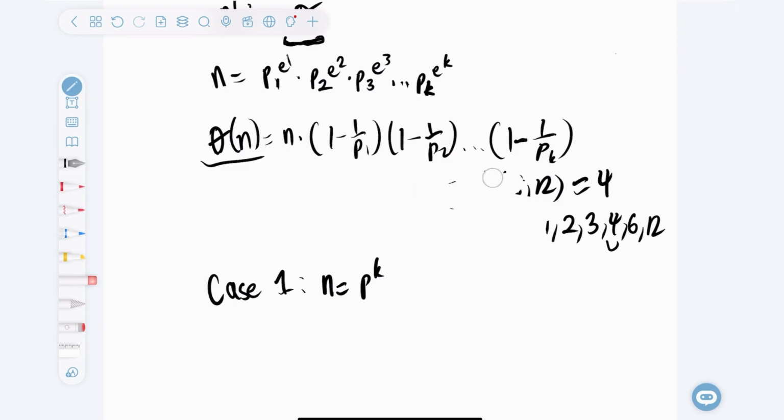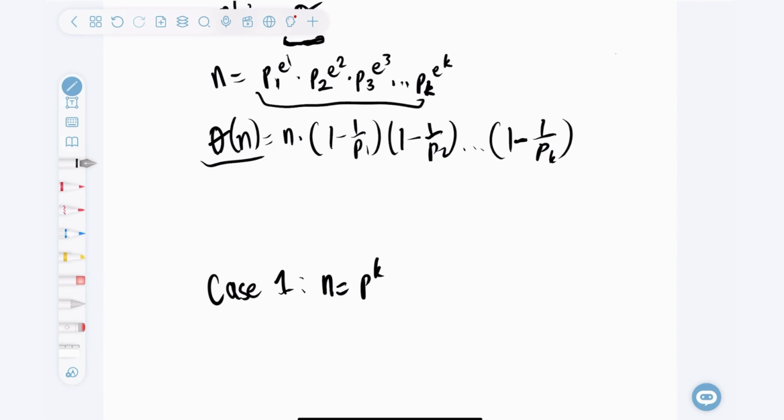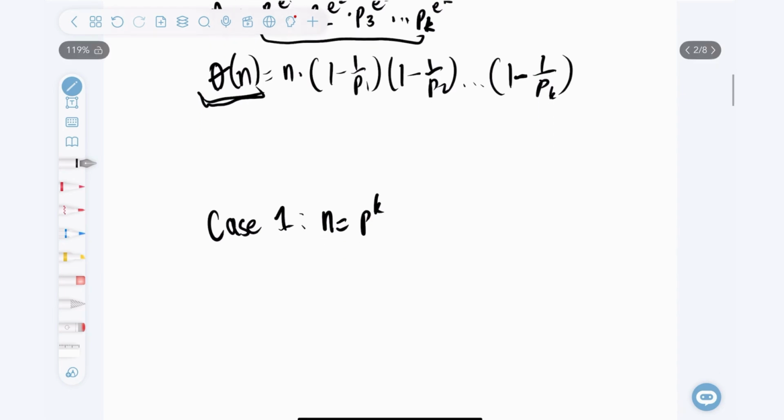And it's calculated using a formula where, if you have n, and n is composed of primes p1 to pk raised to certain powers, then the totient of n equals n times (1 minus 1 over p1) times (1 minus 1 over p2) all the way to (1 minus 1 over pk). So we can prove the totient function by considering two cases.